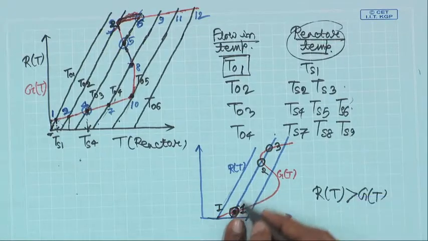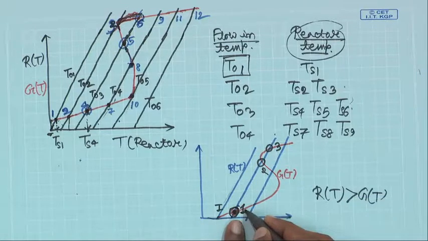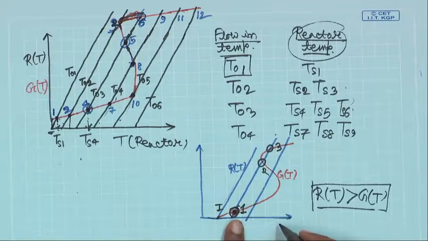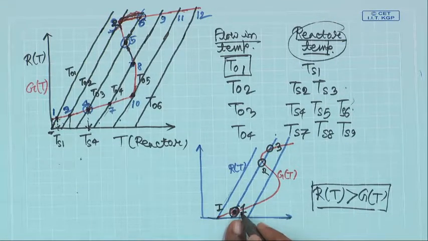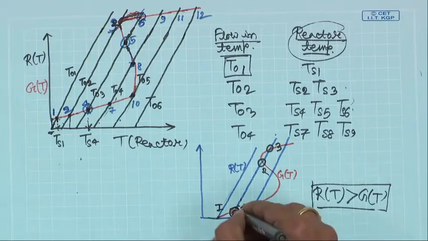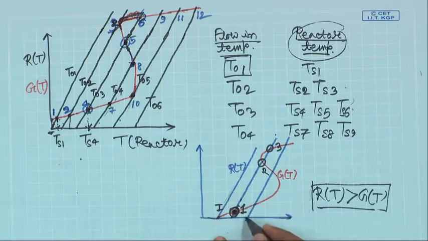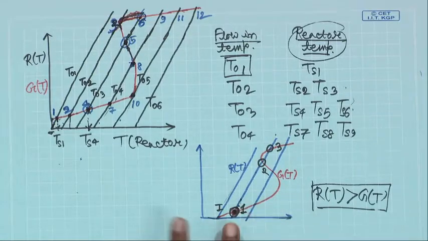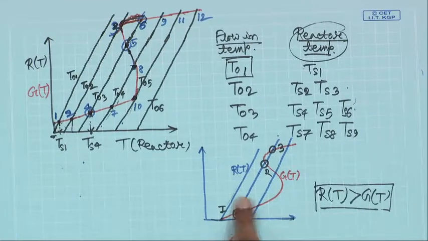rate of heat removal is higher than the rate of heat generation. That would mean the reactor will immediately cool off. So, if you have heated slightly, the reactor will immediately cool off and it will go back to this steady state, because once you have come to this situation, your RT is higher than your GT. If you come to this side, you will see your RT is greater than GT.